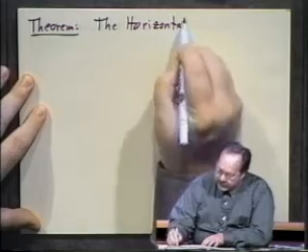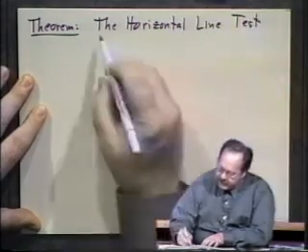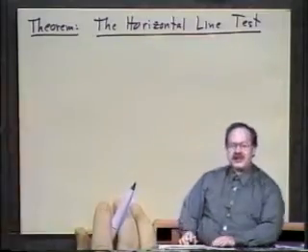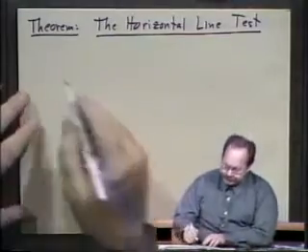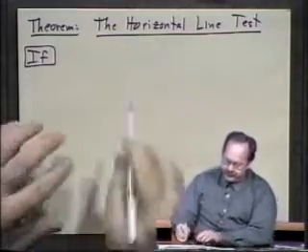Remember, we had the vertical line test, which tested whether we had a function or not. This is the horizontal line test, and this tests whether a function is one-to-one. Or, if you like, if it's reversible.